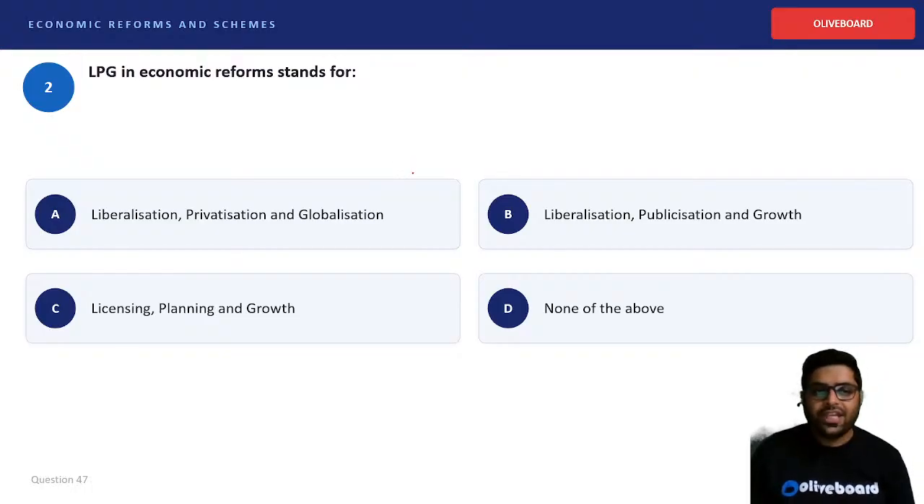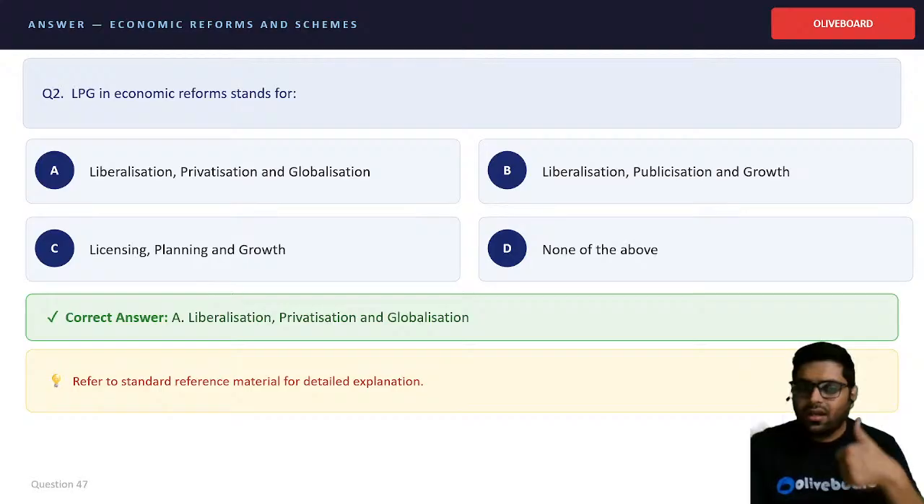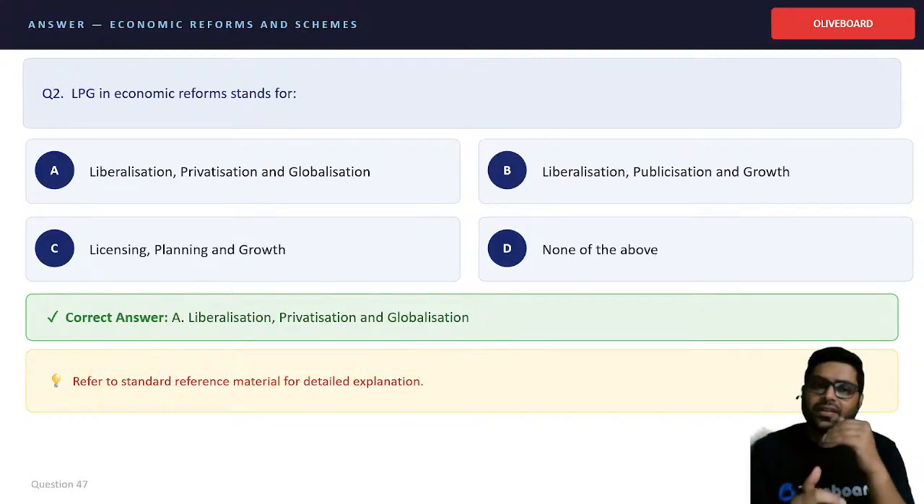Next, LPG in economic reform stands for what? Liberalization, privatization, globalization. Correct. Easy? We just now discussed it, right? Liberalization is opening up your trade. Privatization is transferring state ownership to private ownership. Globalization is opening up your economy to the world economy. Okay? Chalo. Next.